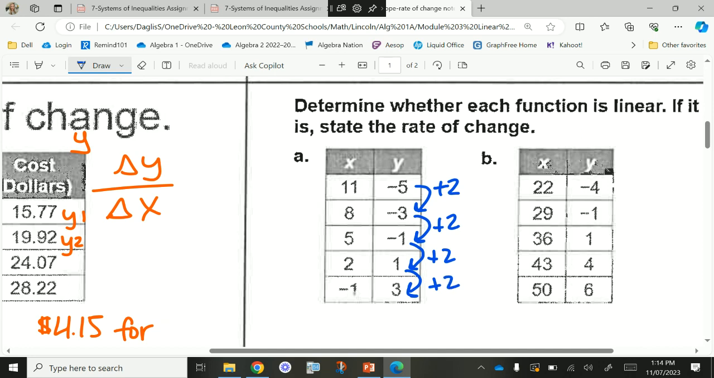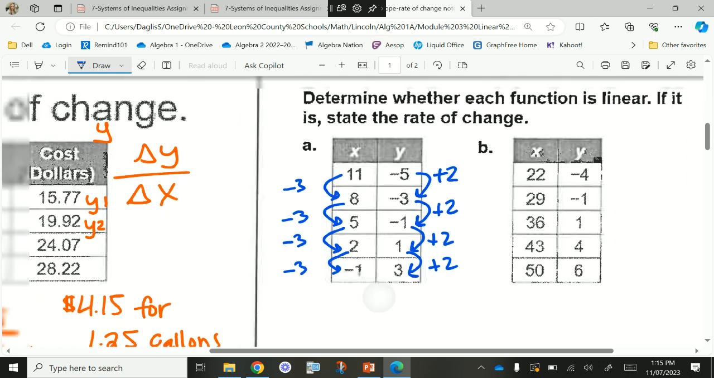So my y's are good, but I have to also make sure that my x's are the same pattern as well. Okay. How does 11 become 8? -3. How does 8 become 5? -3. 5 to 2. -3. 2 to -1. -3. So see how it's the exact same thing?